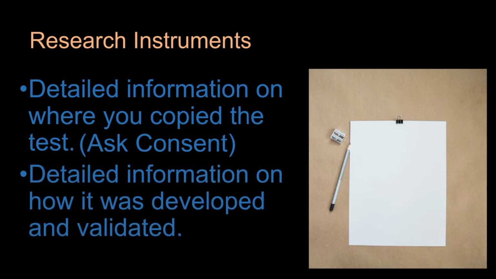Or if the test is self-made, you must have detailed information on how it was developed and validated. This means that you must mention in your paper the names of the validators and how many drafts you created. Also, you include how many revisions were made following the advice of your validators. Don't forget to include the specification of your tests, such as number of items, different parts or categories.